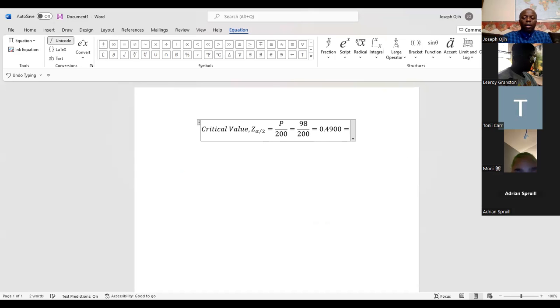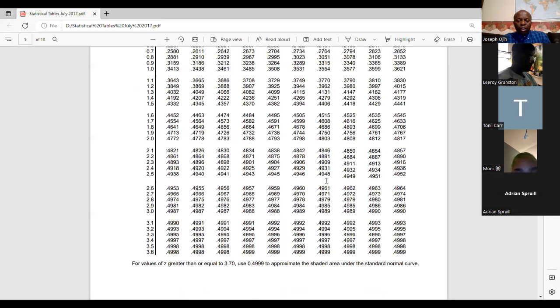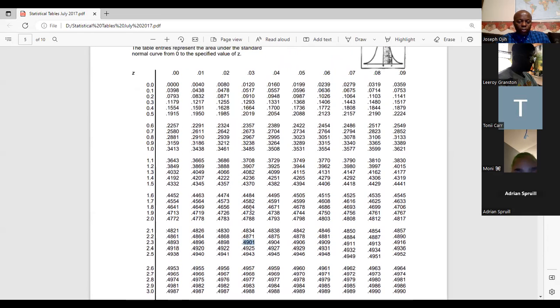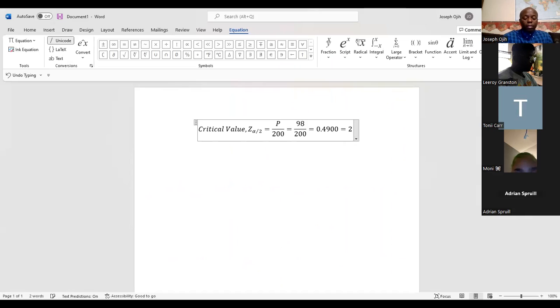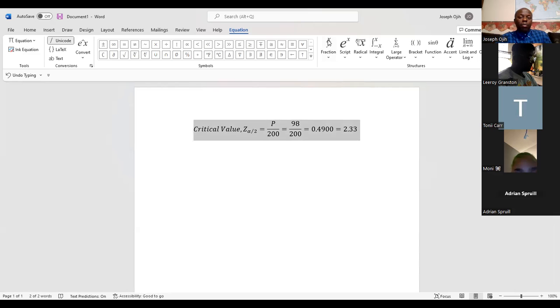So with 0.4900, you can now go to the table of the normal distribution and look for 4900. We have 4901 as the closest; this one is 4898. So 4901 is the closest. When you follow it to the left, you see 2.3, and you follow it up, 2.33. So the answer is 2.33. I'm gonna copy this and paste it in our main workbook so we can get our sample size required.